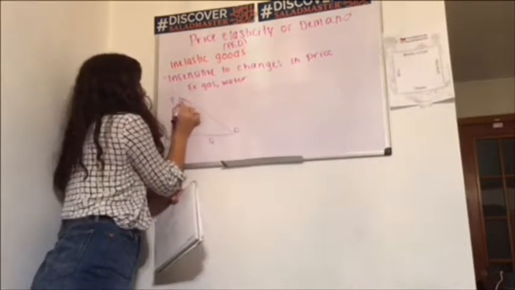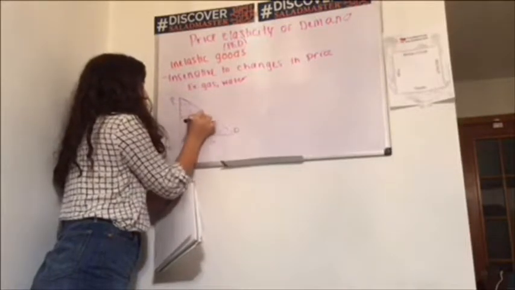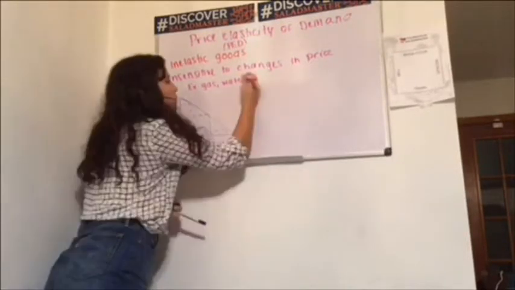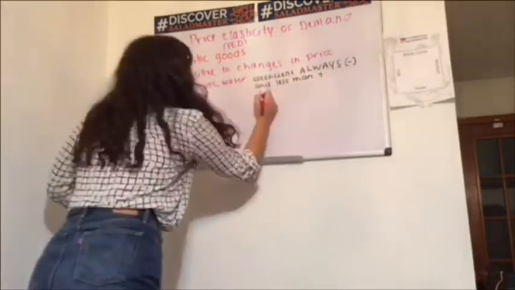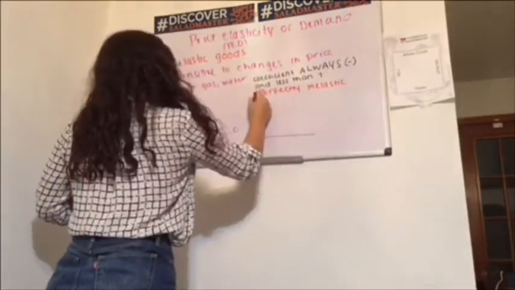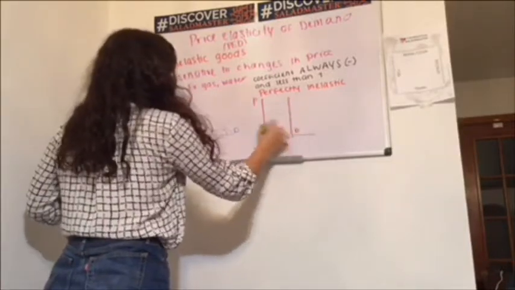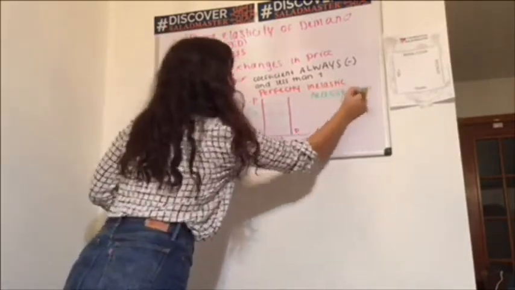The graph of a PED curve of an inelastic good will have a steep slope. A change in price will not affect quantity demanded as much due to these goods being necessities. The coefficient will always be negative and less than 1. A perfectly inelastic curve has a vertical line as the slope.